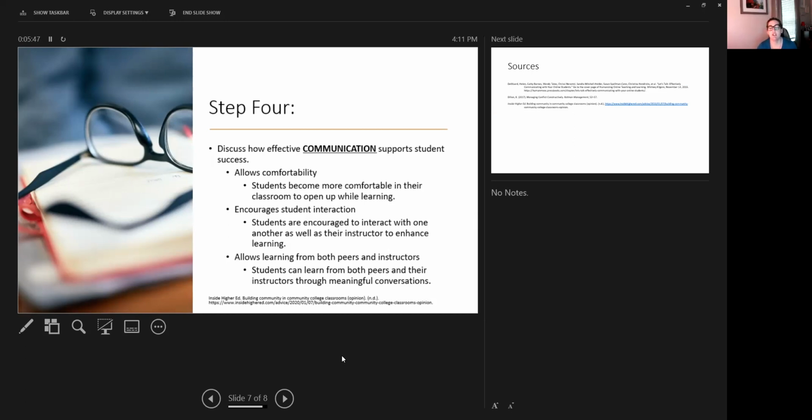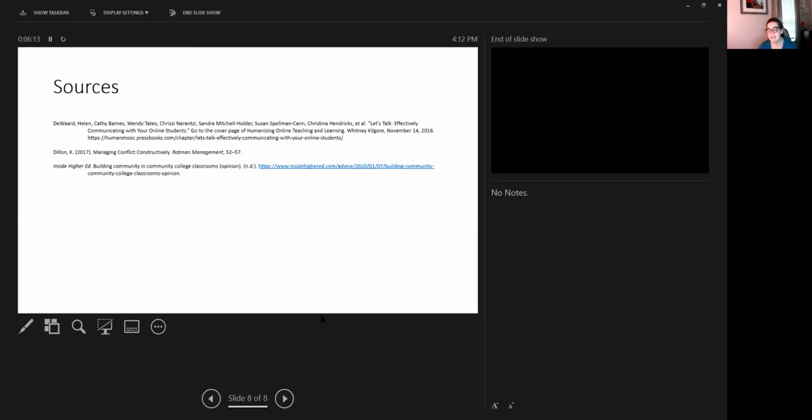Encourage student interaction. Students are encouraged to interact with one another as well as their instructor. And finally, if we do all of these things, then you are going to learn not only from the instructor, not only content based, but you're going to learn from your peers through meaningful conversations. All of that put together is how we can communicate effectively in a collegiate course.